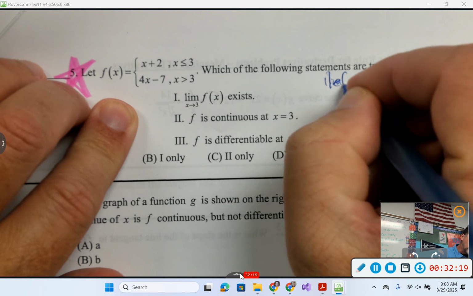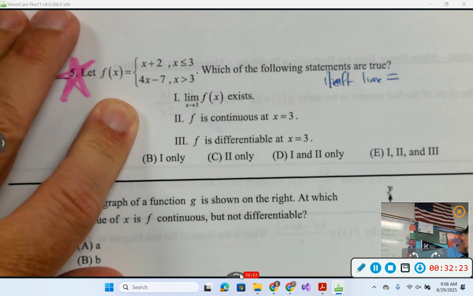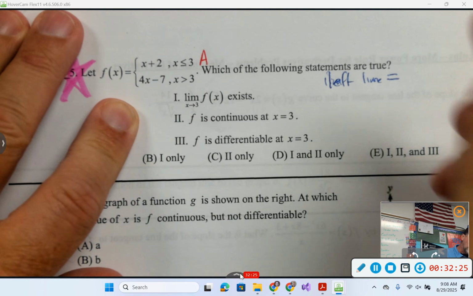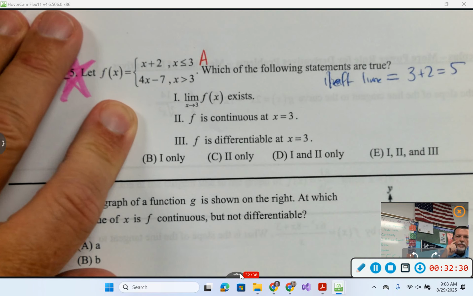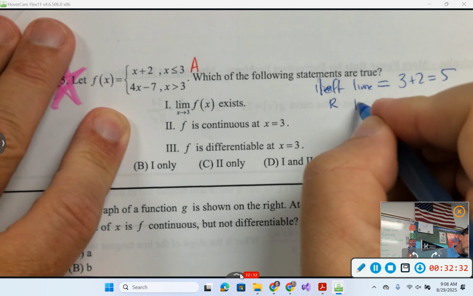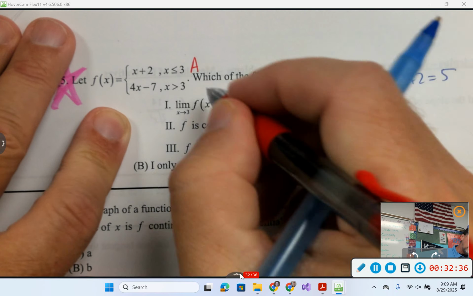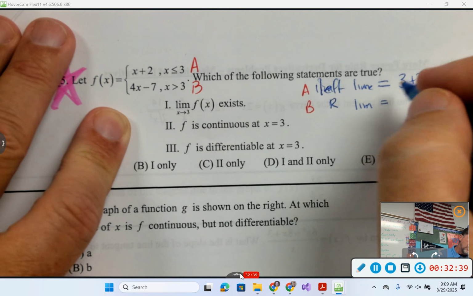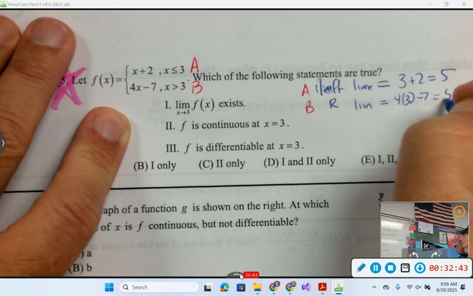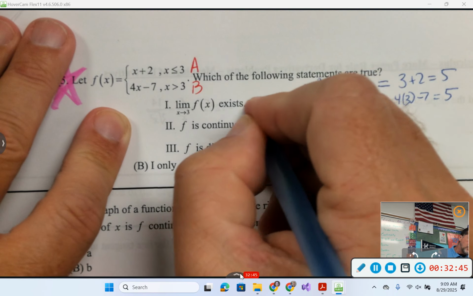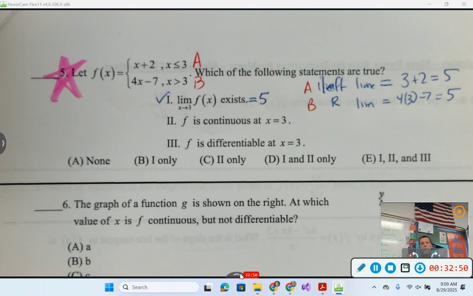So, let's just say left limit equals, that would be branch A. 3 plus 2 is 5. The right limit, that would be branch B. 4 times 3 minus 7. 12 minus 7 is 5. So, yeah, that limit exists, and it's 5. We're good there.